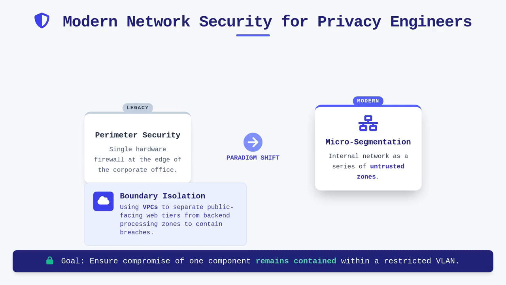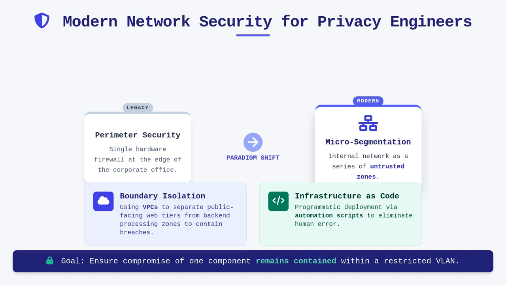This strategy relies heavily on the use of virtual private clouds to enforce strict boundary isolation between public-facing web tiers and your back-end processing zones. You should approach your infrastructure as code, using automation scripts to manage these boundaries rather than manual configuration, which drastically reduces the risk of human error.